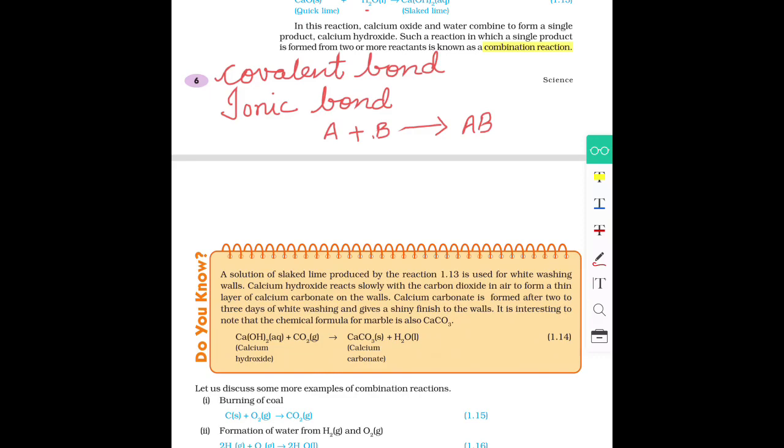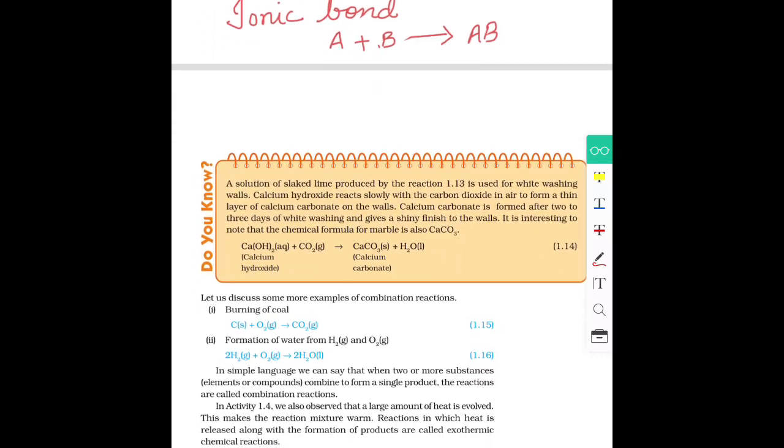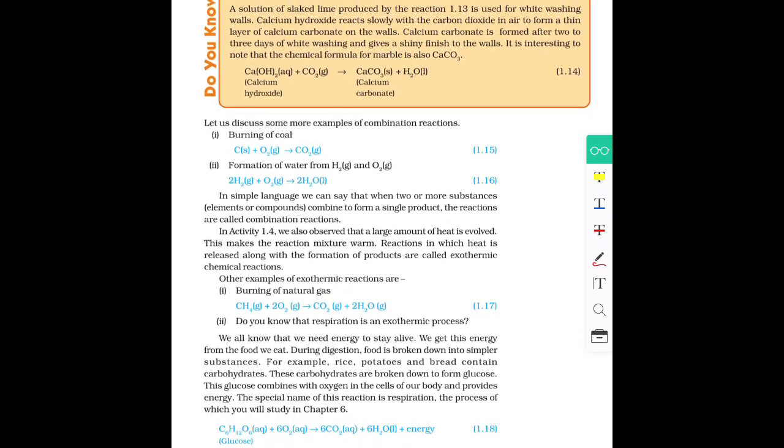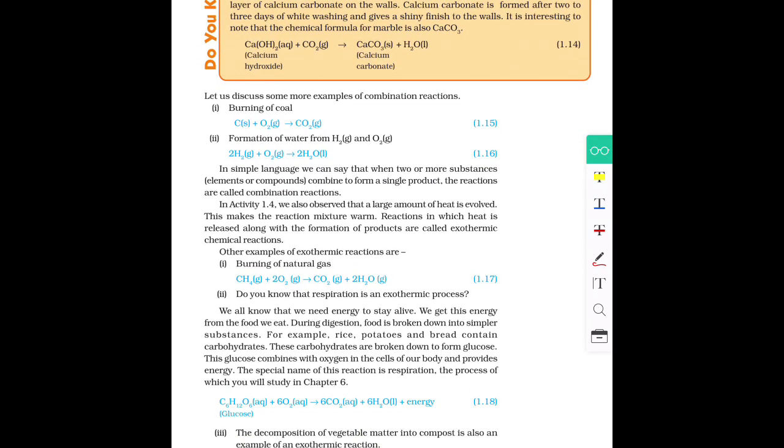There are a few more examples related to combination reaction. Let us go through them. Let us discuss some more examples of chemical reactions. Burning of coal: coal is pure carbon, C, plus oxygen, because it is burning in air, gives CO2. So here we have the product AB, which is produced from reactant A plus reactant B. So it is also a combination reaction.